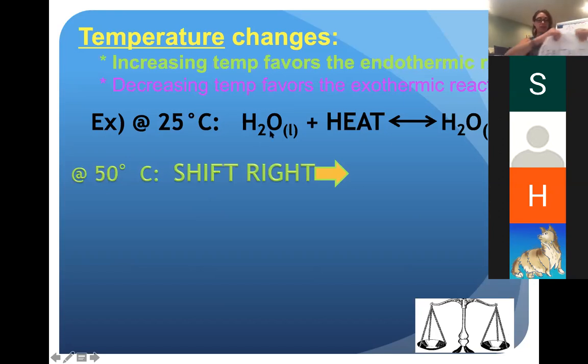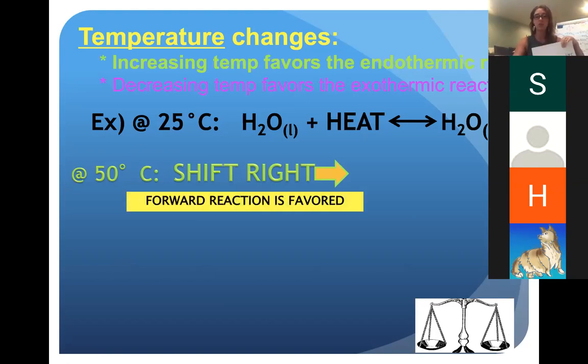So think of it again like my little scales of justice here. If I add more heat, that's like adding more reactant. The stress tips my scale this way. And so you're always going to say what the response is. The shift is the response to get back to equilibrium. So I have to shift a little to the right to get back to equilibrium when I add more reactant. The forward reaction becomes favored till we reach a new equilibrium.